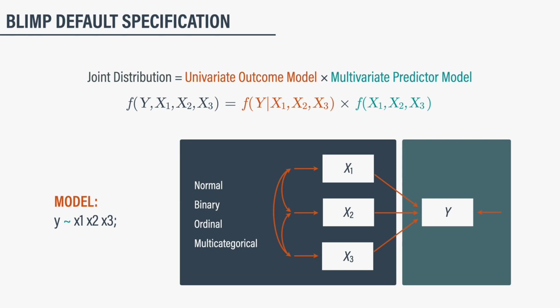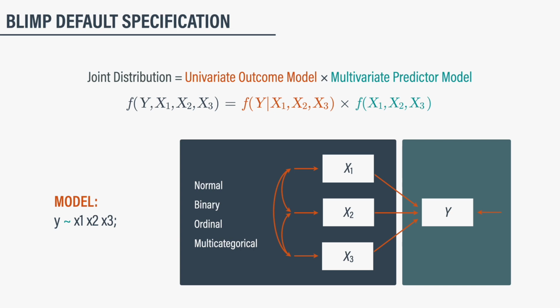Now that we have some vague intuition about factored regression specifications, I want to show you how to implement these models in the Blimp scripting language. Returning to the multiple regression model, let's look at Blimp's default specification for predictor variables. The factored regression consists of a univariate model for the outcome variable and a multivariate distribution for the predictors.